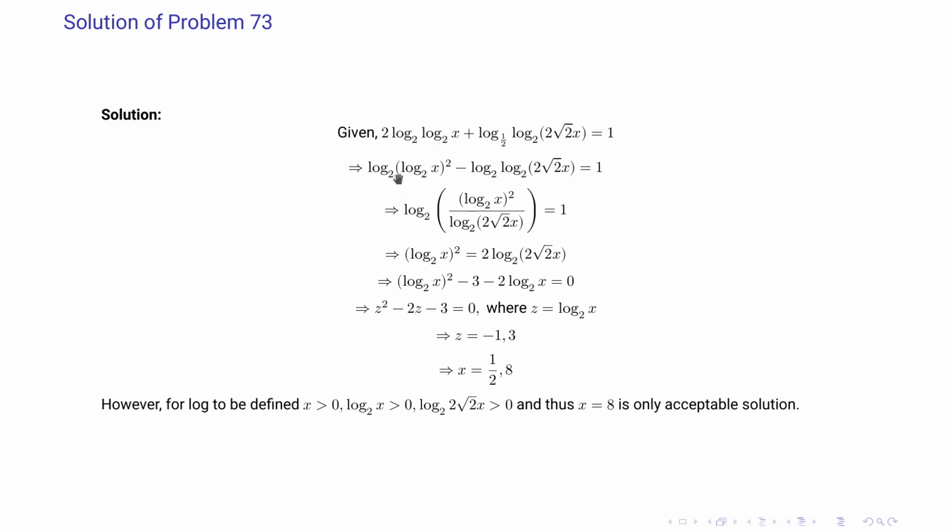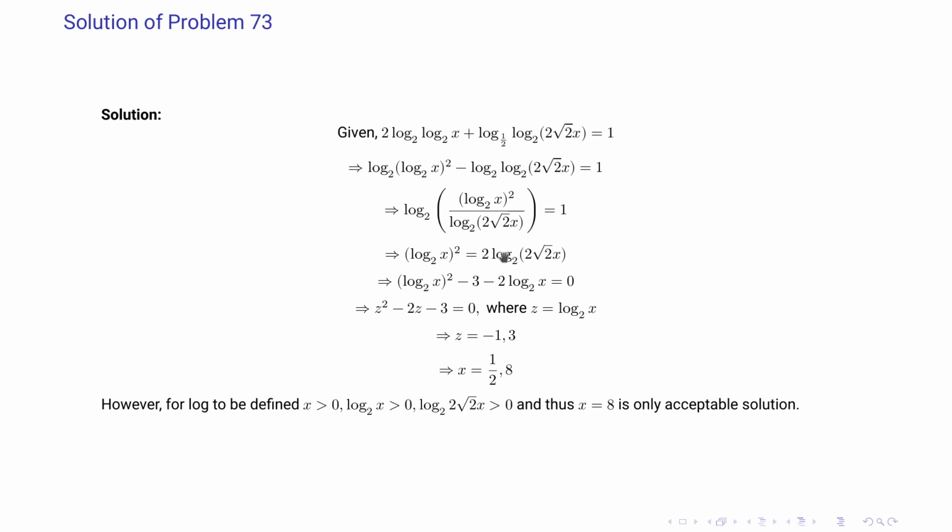Now both the outermost logs are base 2, so we can write this as log of x with base 2 whole square by log of 2 square root of 2x with base 2, and then log 2 is the modifier of that. So when we take the anti-log, this will be removed and the right hand side will become 2. So we can say that log of x with base 2 whole square is equal to 2 log of 2 square root of 2x with base 2.